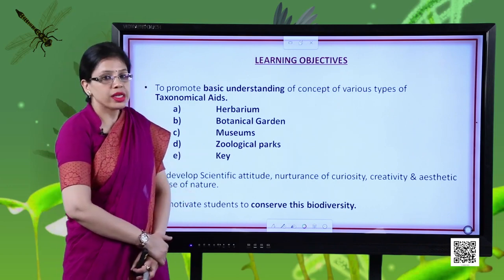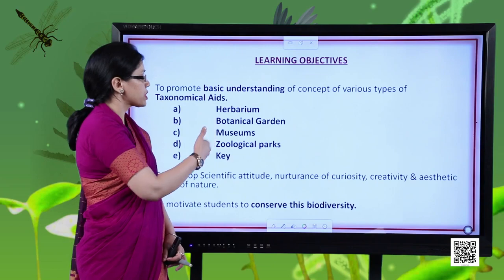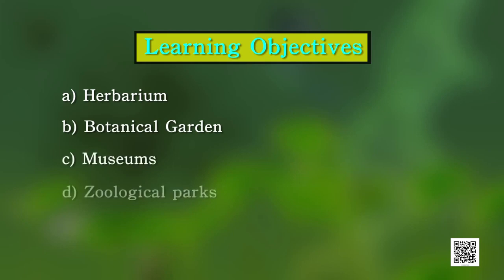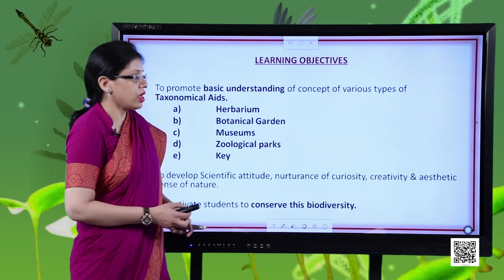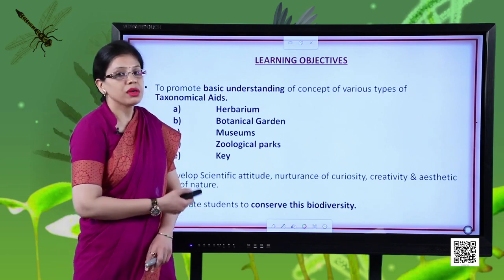Now talking about today's session, in today's session we will be discussing about taxonomical aids, and the topics, subtopics which we will be discussing are herbarium, then what is a botanical garden, museum, zoological park, key. And while attending this session, I would also like you to be sensitized about the need of preserving biodiversity.